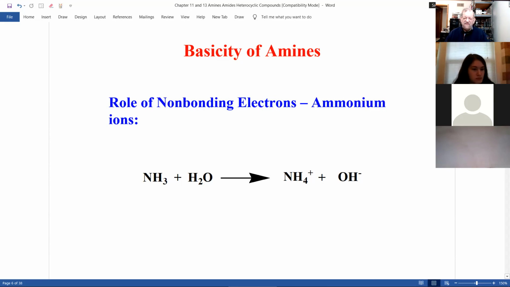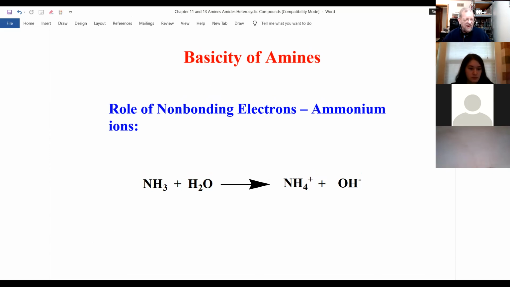Now, a little review from general chemistry. Amines are bases. And a base is something that accepts a proton, H+. And if you put ammonia, NH3, in water, you get ammonium hydroxide. In real life, this is really an equilibrium, but I didn't show that.